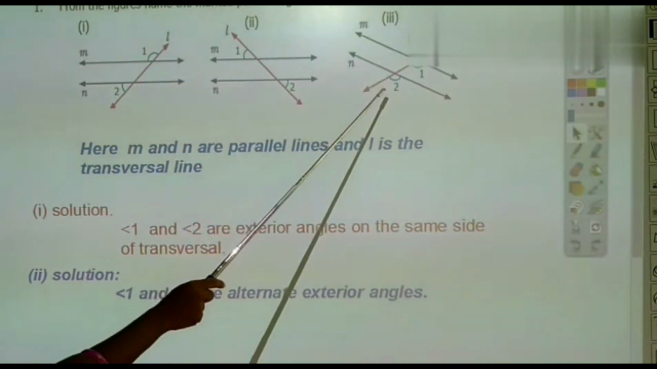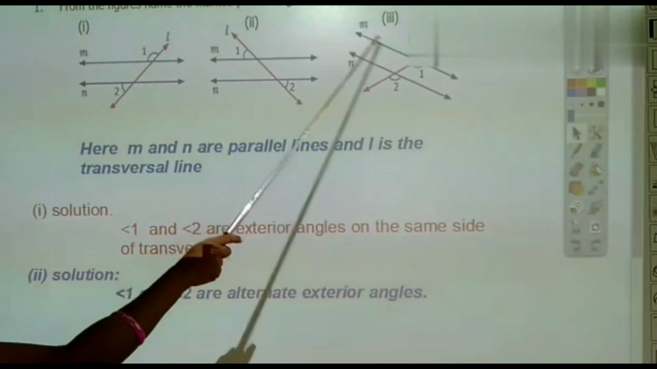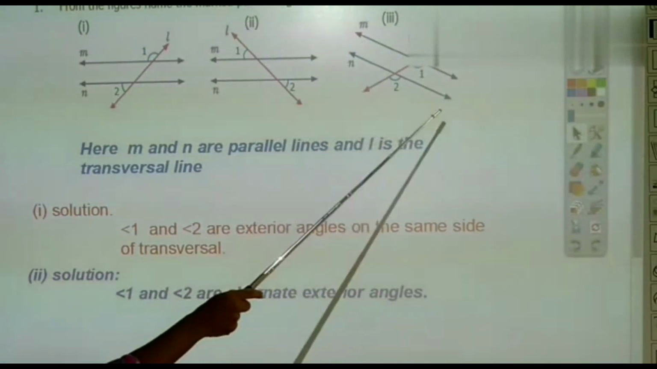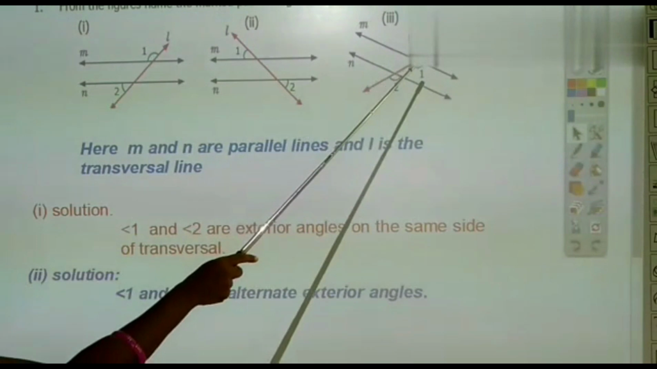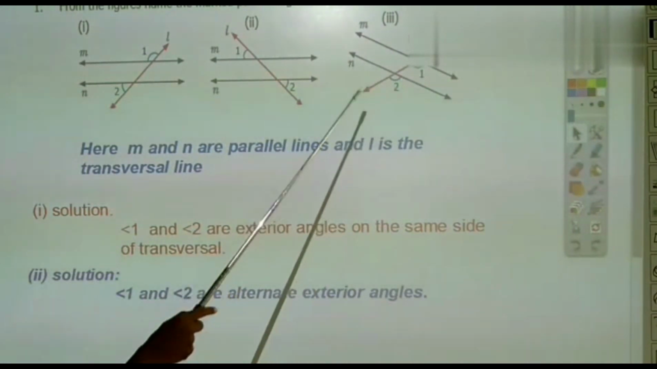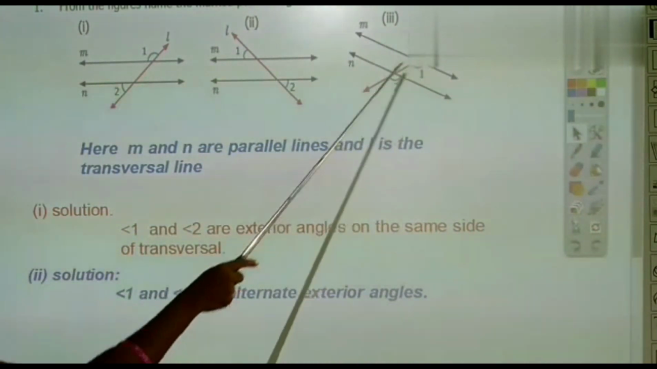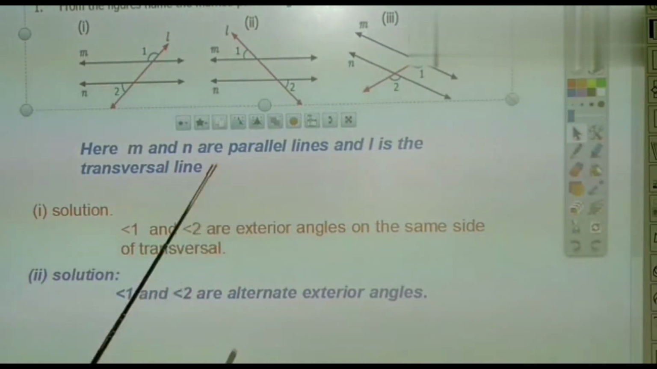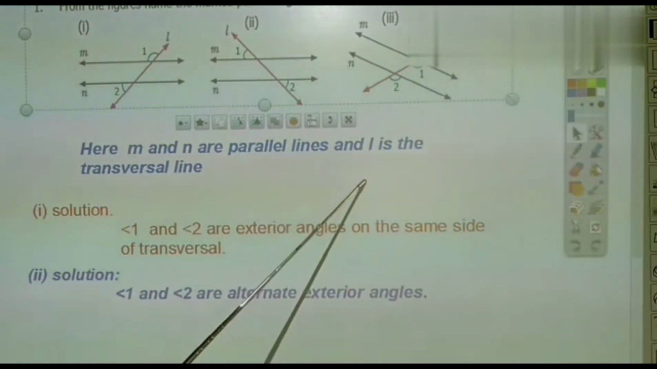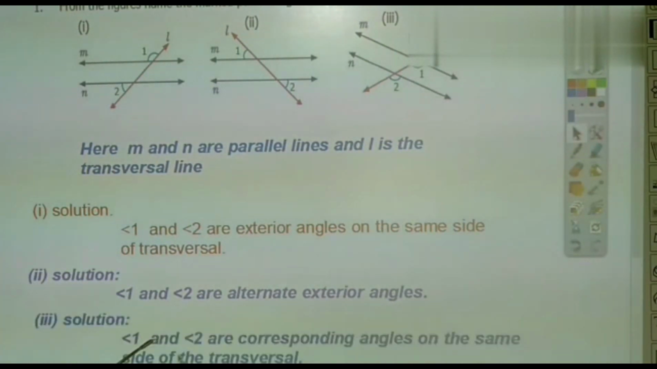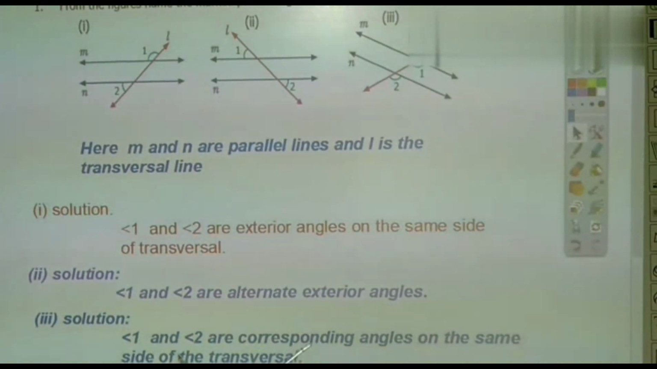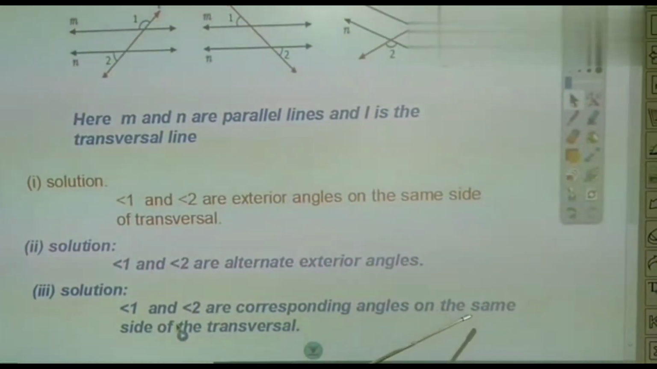Let's see option 3, children. Here the two lines M and N are parallel lines and L is the transversal line. But the angles are on the same side of the transversal. We can call them corresponding angles. Let's see the solution, children. Yes, angle 1 and angle 2 are corresponding angles on the same side of the transversal.